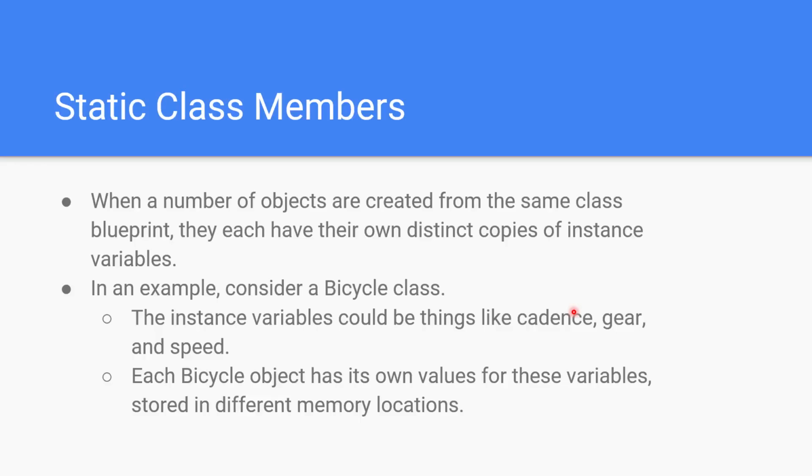But there may be a time where you want all of the objects from the same class to share a variable. So if we look here at this example, consider a bicycle class, all of the objects would have their own things like cadence, gear, and speed, which makes sense. Each bicycle object would have its own set of values for these variables, and they would be stored in their respective locations in memory.